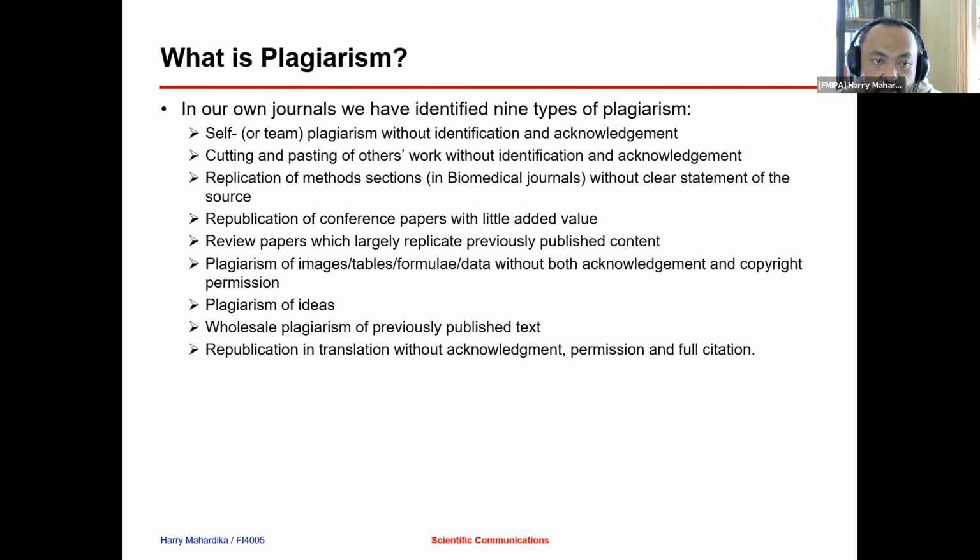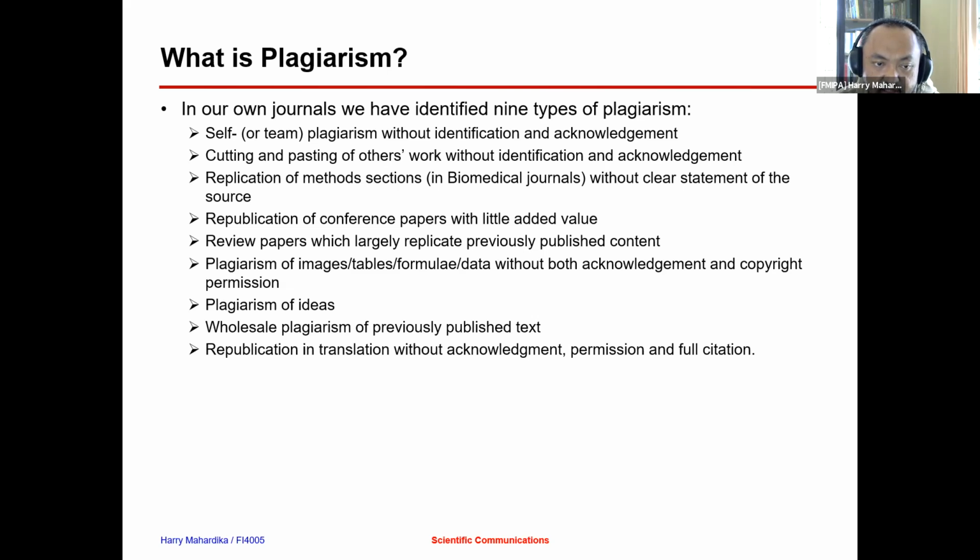Okay, and then the other type of plagiarism is a review paper which largely replicates previously published content. So the content of the review paper is the same as the original one, even though a review paper tends to conclude or summarize things already published over some period of time, but the summary itself is basically similar to the original work.